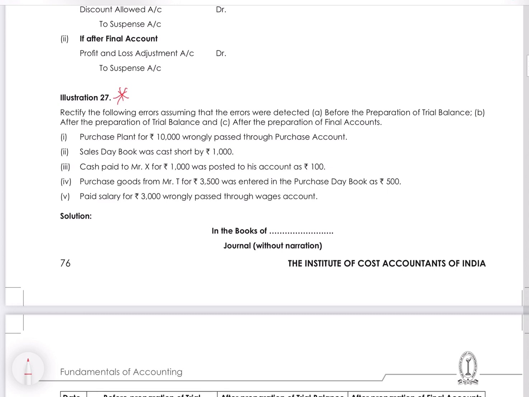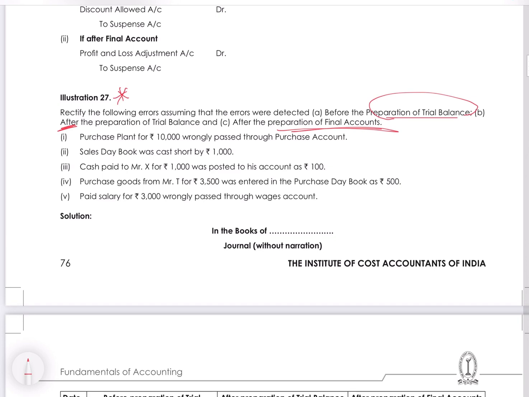points, like when the trial balance is prepared, before preparing the trial balance, after preparing the trial balance, and after preparation of financial statement. So each error, how to handle it at different levels has been explained in this illustration. So this will give a very clear picture how to rectify each error.